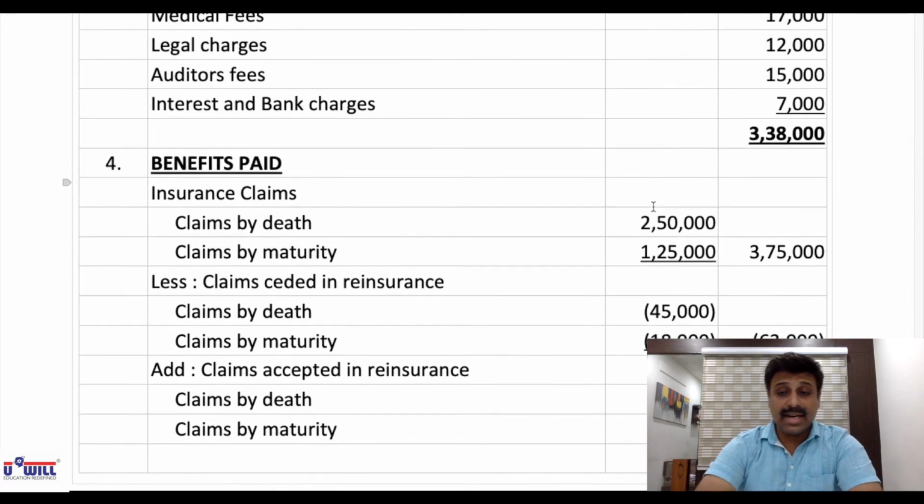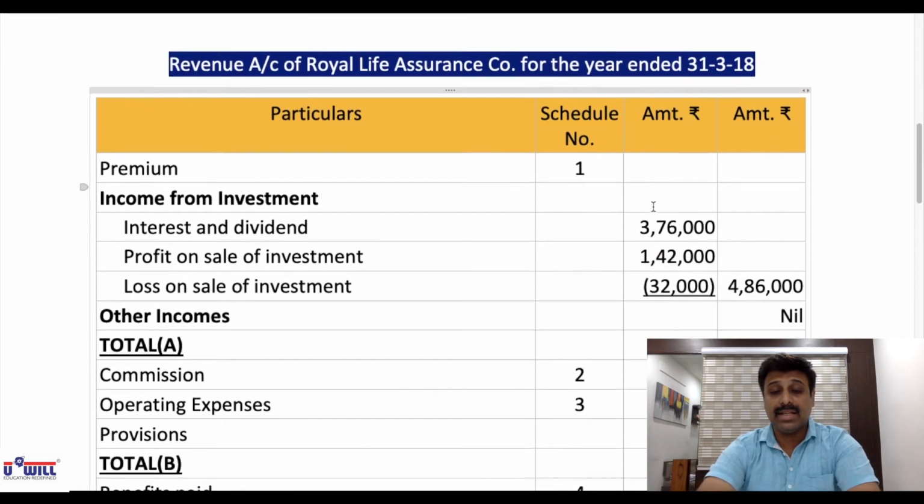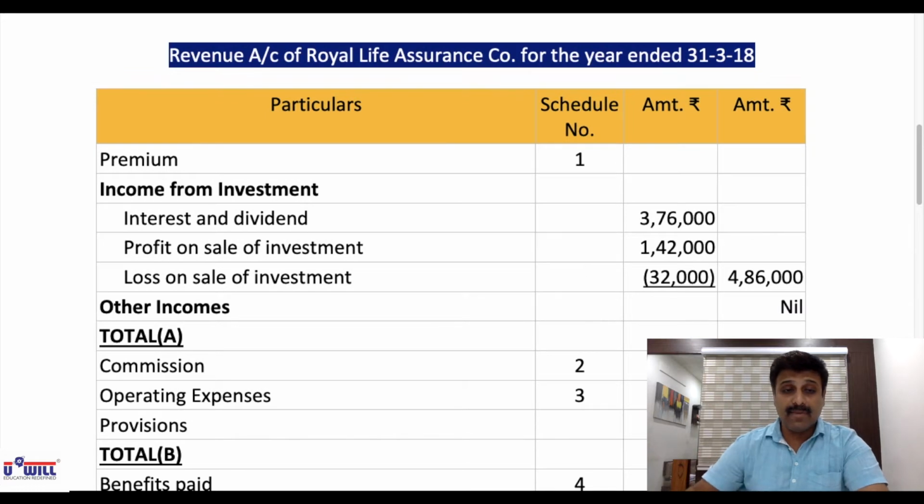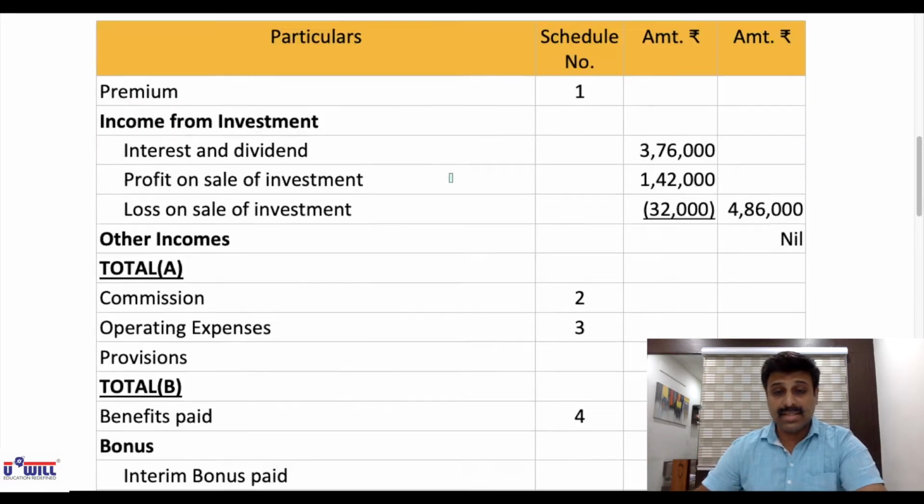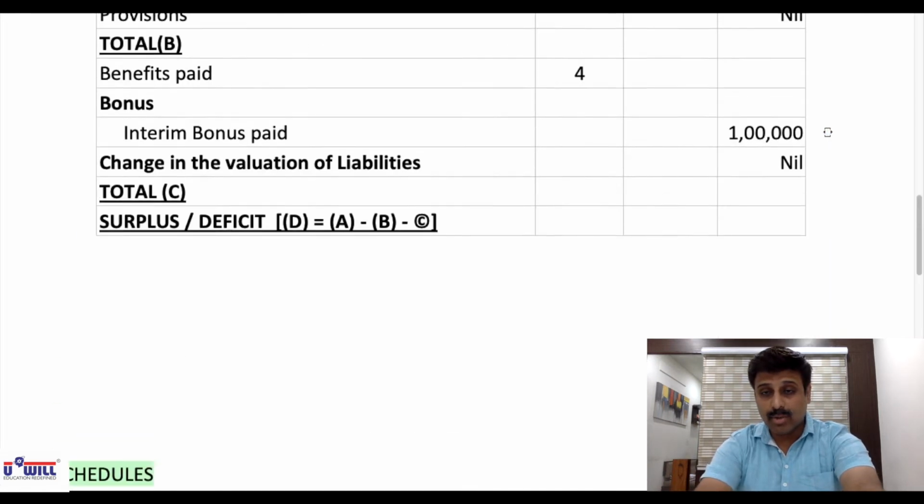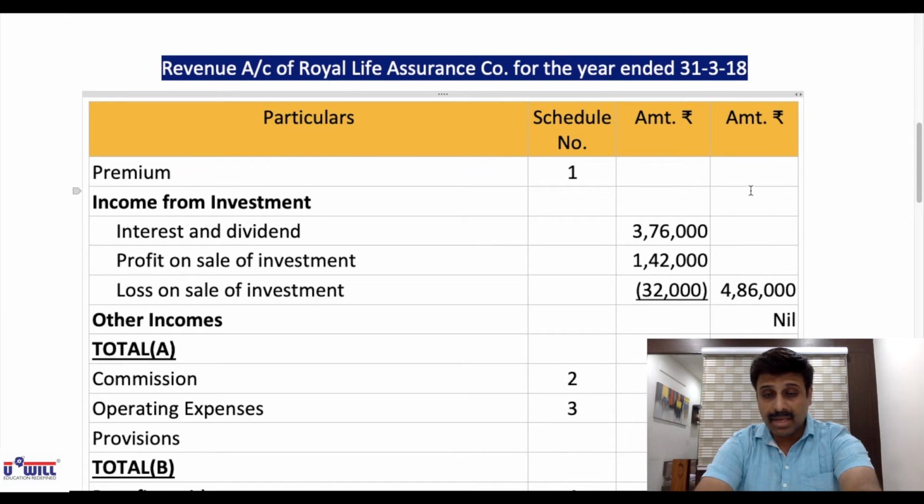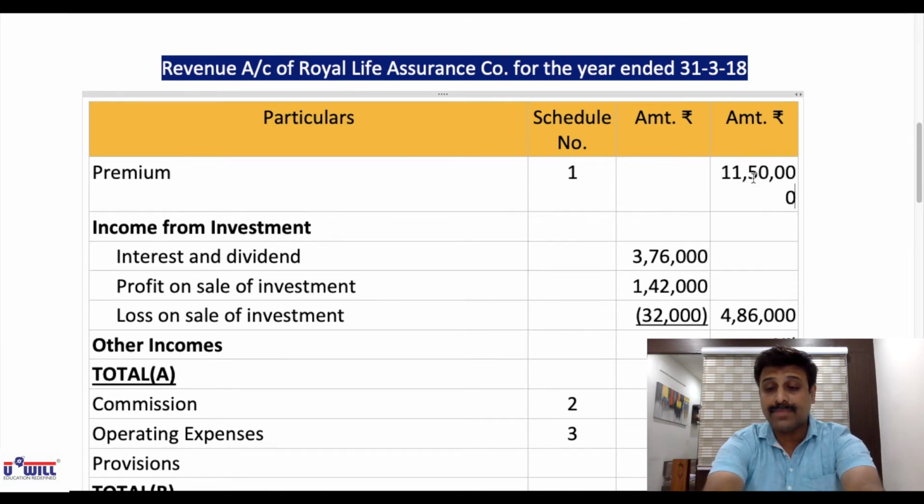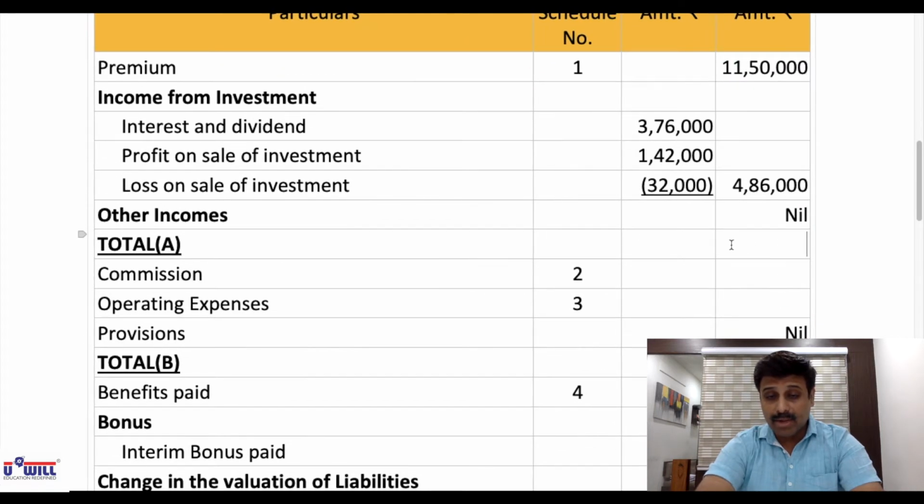So all the 4 schedules are done. Now we will put these amounts from the schedules in the revenue account. So this income from premium, what we got from the schedules is 11,50,000. Okay. So as per schedule 1, all of you write down premium income 11,50,000. Now total A can be obtained. So do it 11,50,000 plus 4,86,000. So total incomes are 16,36,000.